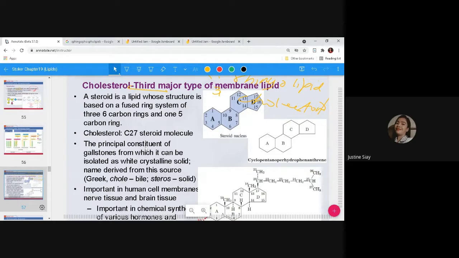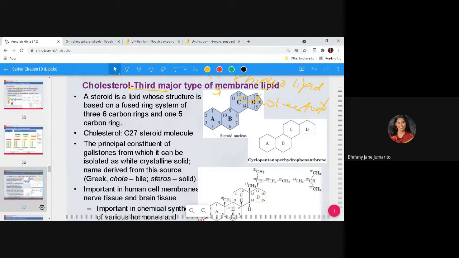A steroid is a lipid whose structure is based on a fused ring system of three six-carbon rings and one five-carbon ring. Cholesterol, the C27 steroid molecule, is the principal constituent of gallstones, from which it can be isolated as a white crystalline solid, a name derived from the Greek word for bile and solid. It is important in human cell membranes, nerve tissue, and brain tissue. Okay, thank you. Now we have that one.